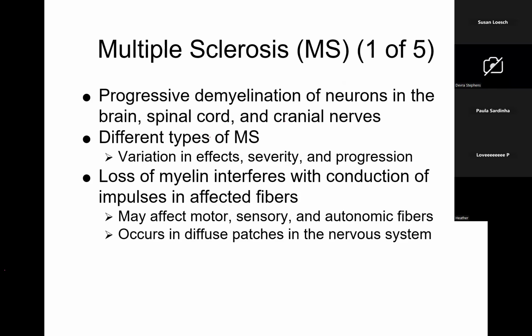Okay, so the loss of that myelin, remember, myelin helps with conduction of the impulses, with the speed. It's sort of like insulation around the nerves. And this is going to affect your motor, your sensory, and your autonomic function.